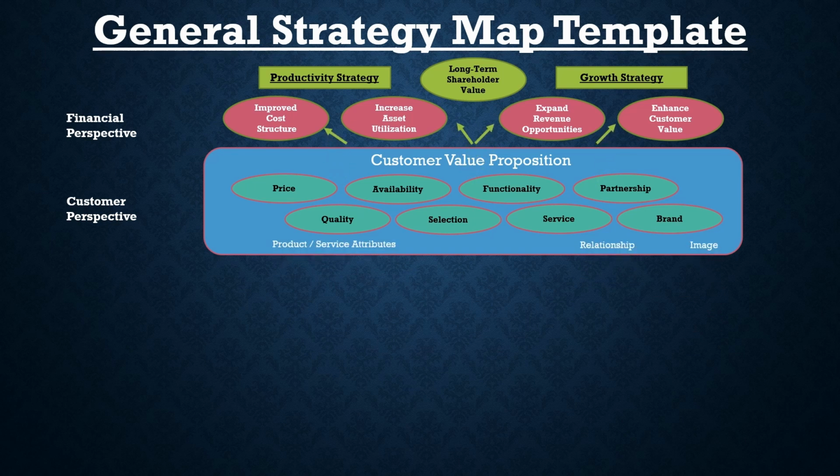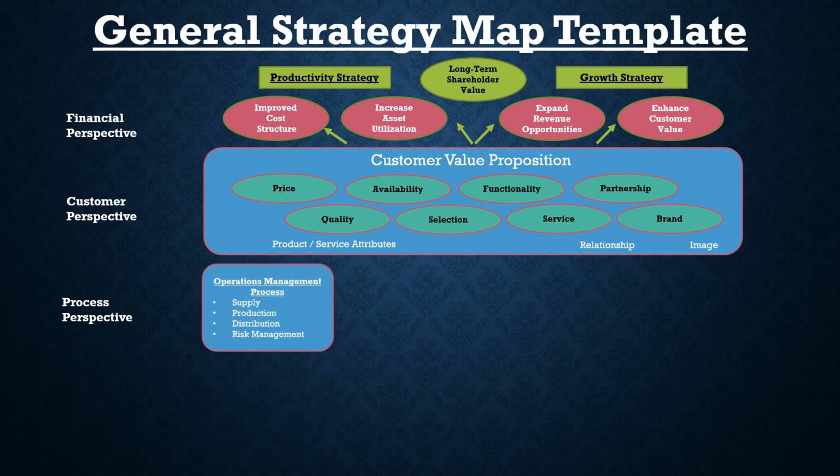Our third perspective is the process perspective. Here the focus shifts to our internal business. How are we going to achieve our financial and customer goals? We need to identify critical functional practices by considering the following 4 categories. 1. The operations management process. Here we consider supply, production, distribution, and risk management. How will we source, build, and bring products and services to the market?